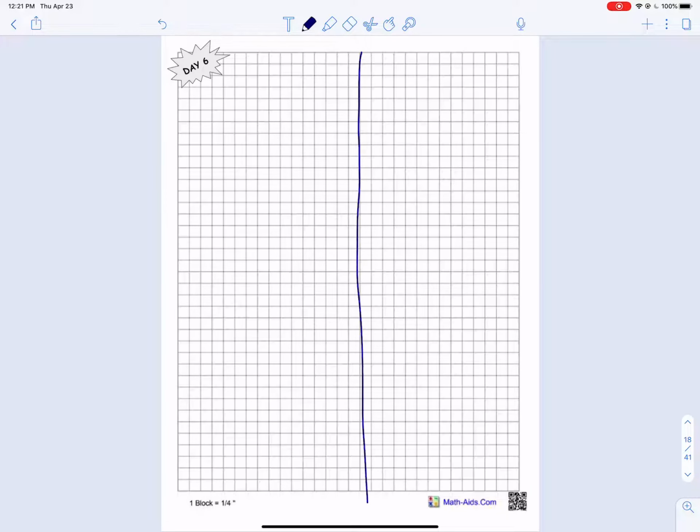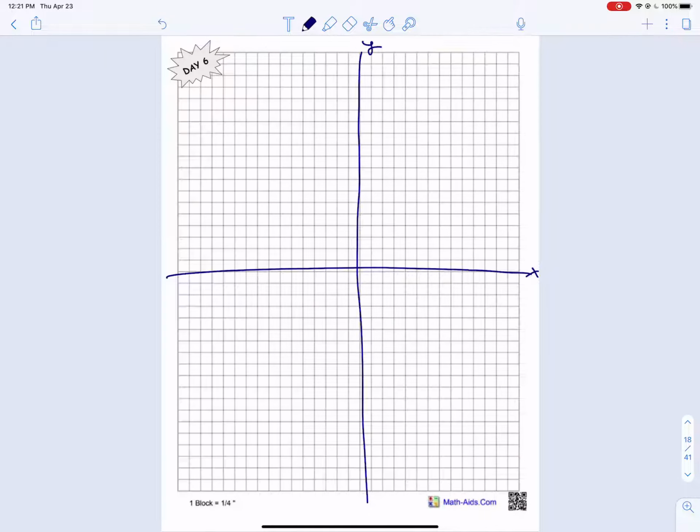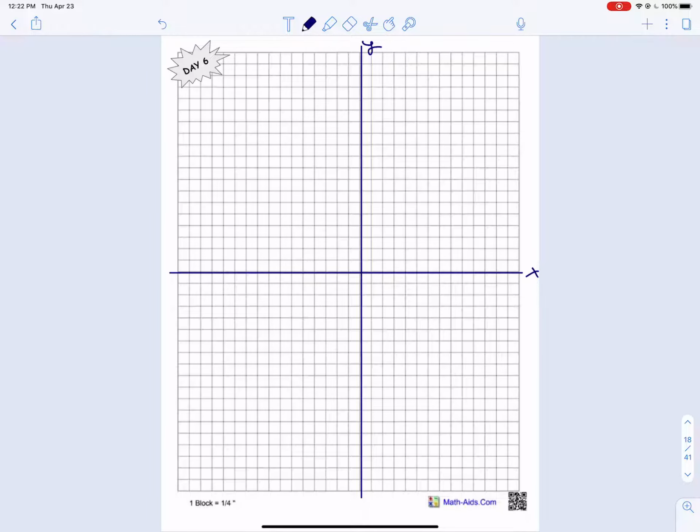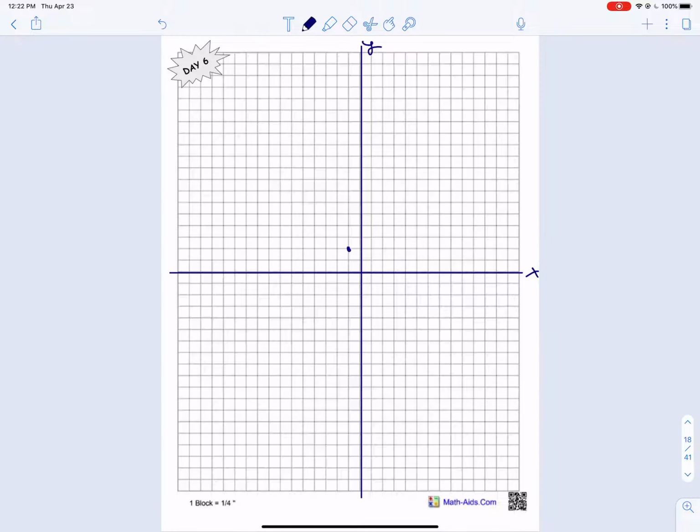So if you have your graph set up, x and y, here, I'll just do an example. Let's do number 1. So (-1, 2), (-1, -1). Let me draw these lines a bit better. There. Okay, so (-1, 2) is there. And (0, 5): 1, 2, 3, 4, 5.